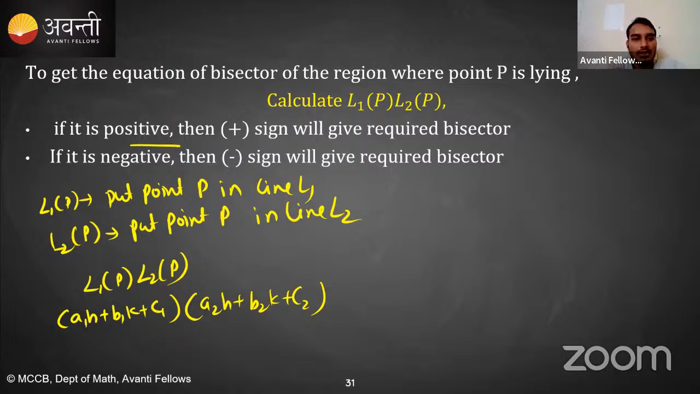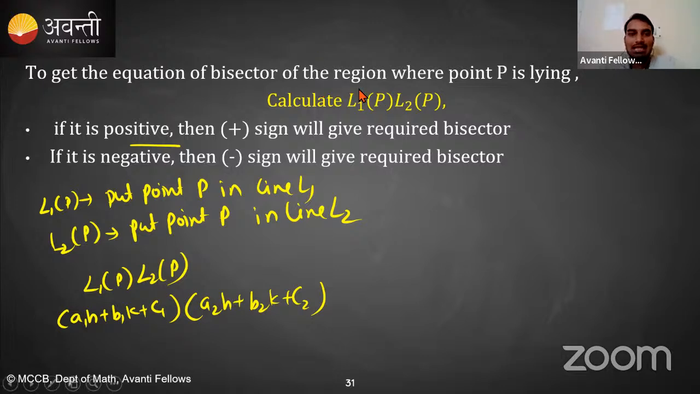Okay. You want the equation of the bisector of the region where point P is lying. First calculate L1P into L2P. If L1P into L2P is positive, then the positive sign will give you the required bisector. If L1P into L2P is negative, then the negative sign will give you the required bisector. Clear? Is this clear? Okay.